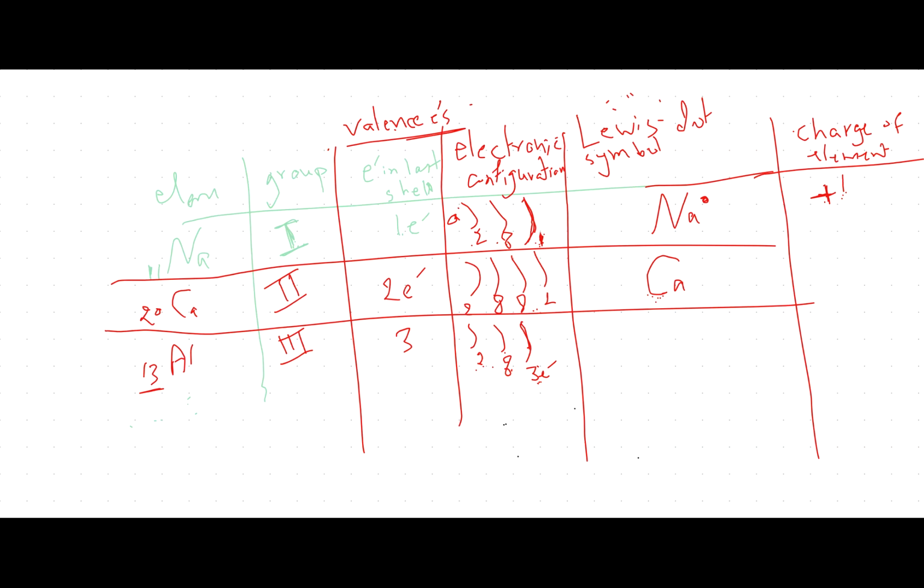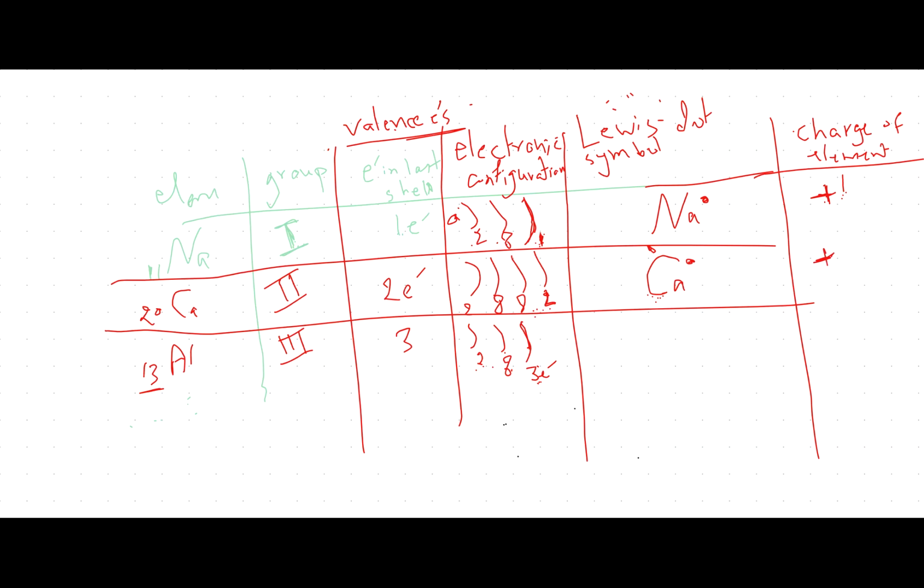Why 2, Yusuf? Why did you say 2? Because it has 2 in the last shell. Yeah, because it has 2 electrons in the last shell. And its charge, Safa? It'll be plus. Plus what? Plus 2. Because it's ready to lose them. Ready to lose.